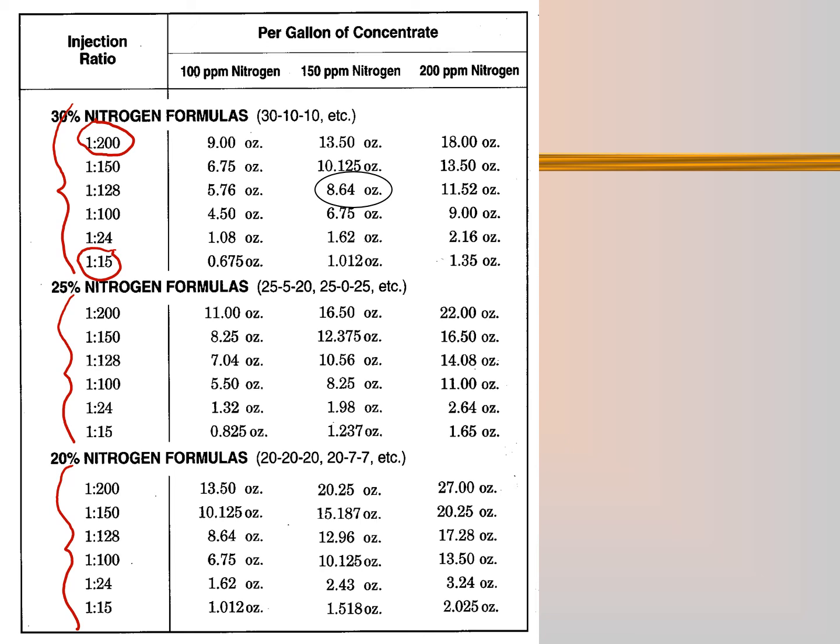The next part of the table deals with your desired rate of application for that particular nutrient that you're concerned about, which in this case is nitrogen. So there are 3 options. There's a rate of 100 parts per million nitrogen, 150 parts per million of nitrogen, or 200 parts per million of nitrogen. Okay, this tells you per gallon of concentrate up here at the top.